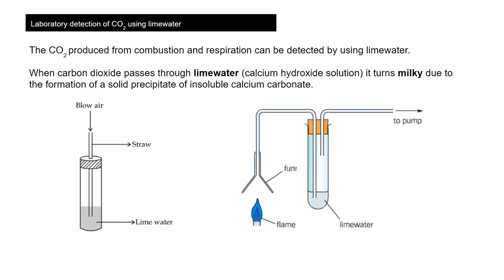In laboratory investigations, we might like to detect the carbon dioxide produced during respiration or breathing or during burning hydrocarbons such as candle wax. Carbon dioxide reacts with lime water, which is a solution of calcium hydroxide in water. The lime water turns milky. This is known as a characteristic test for carbon dioxide. So lime water turns milky in carbon dioxide.